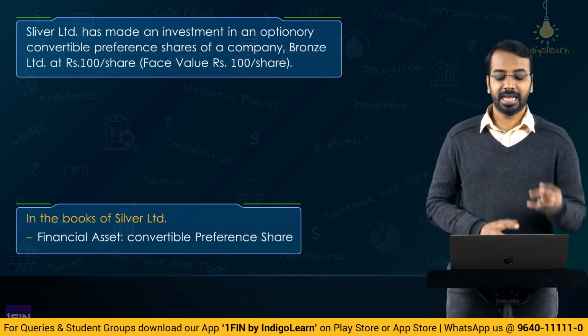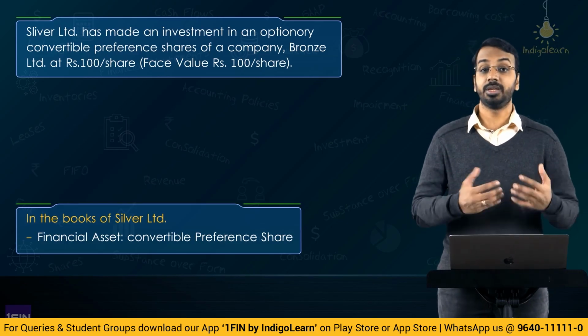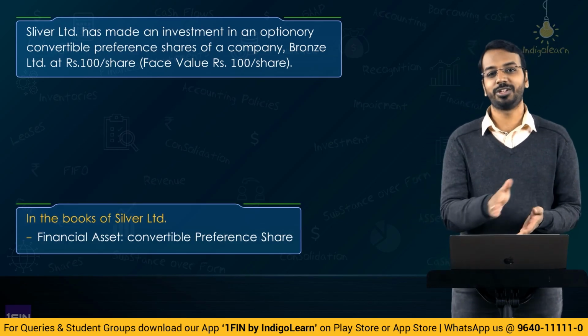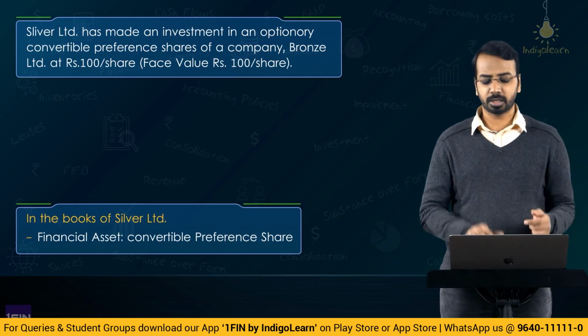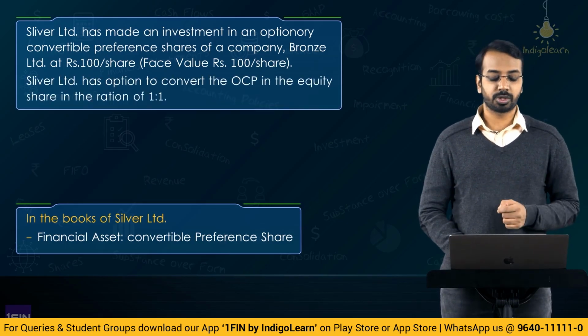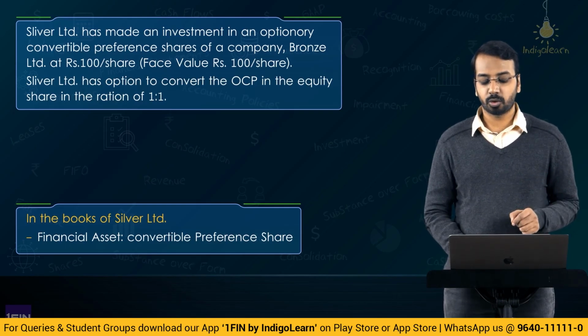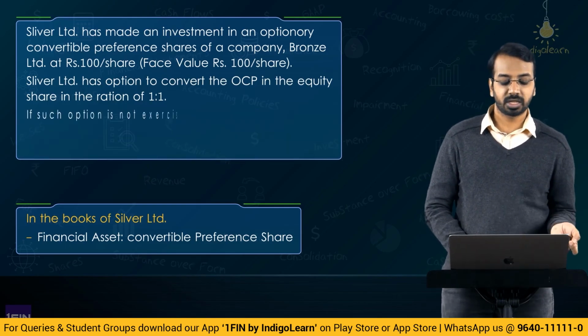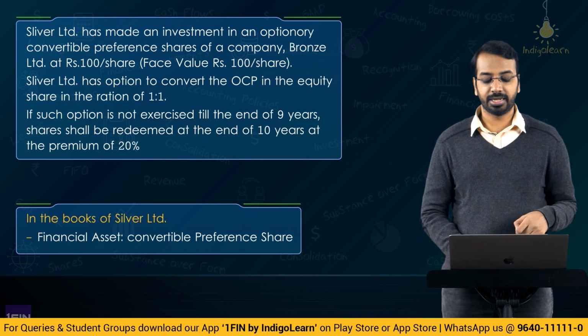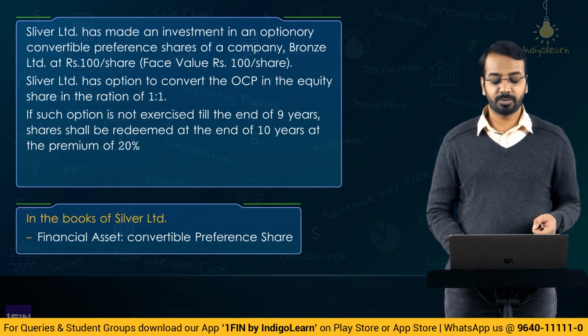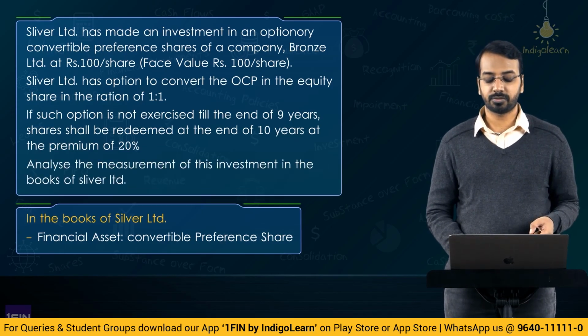What is the asset? The asset is an optionally convertible preference share, which means there is an option to convert these preference shares into equity. Who has the option? Silver Limited has an option to convert these OCPS into equity shares in the ratio of 1:1. And if such option is not exercised till the end of 9 years, then the shares shall be redeemable at the end of 10 years at a premium of 20%. Analyze the measurement of this investment in the books of Silver Limited.